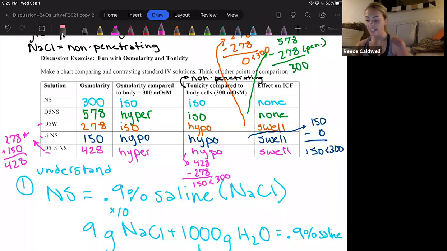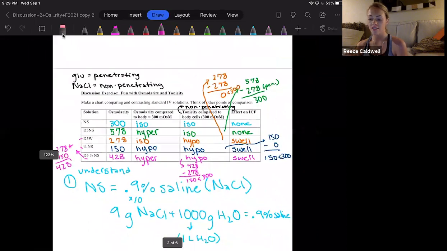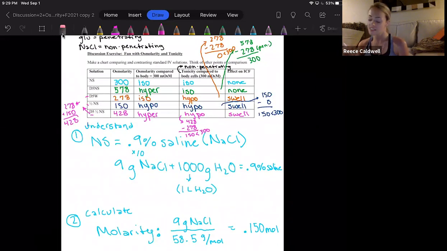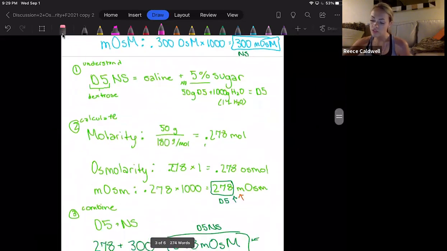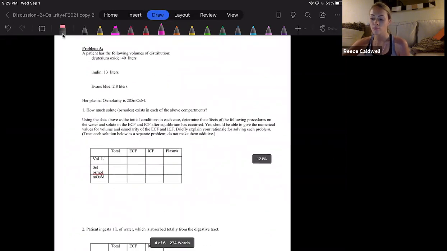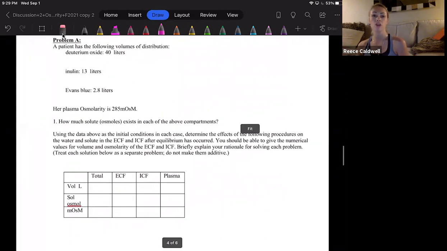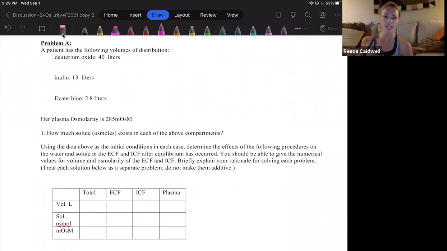Cool, alrighty. So we have now finished the fun with osmolarity and tonicity. So now we'll move into our actual problems, which are much more applicatory, much more real life application. So we're looking at a patient now. So before we begin to do the calculations down here, I'm going to go over these terms just so you can have some more clarity in your head as we go through this.